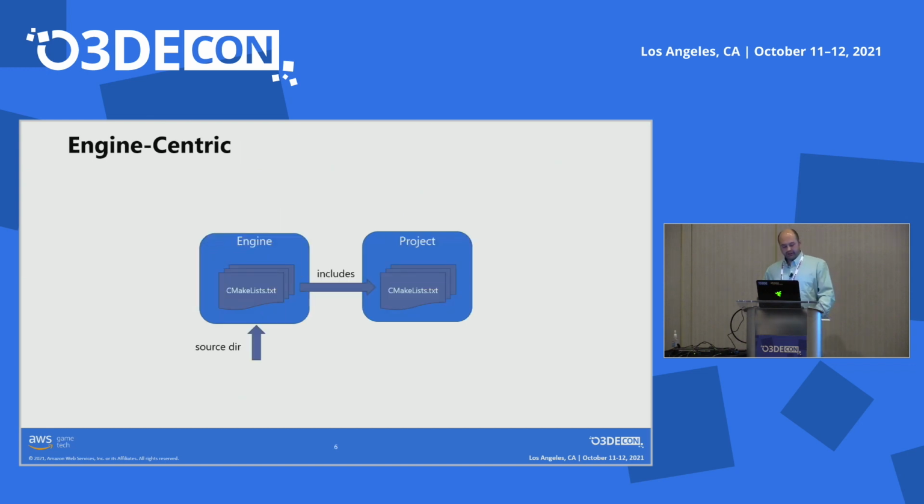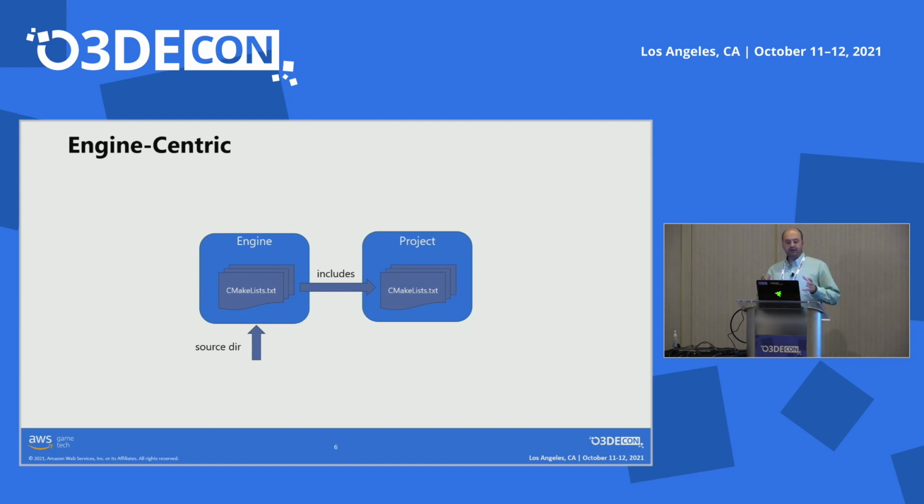So now into the workflow. We have two main ways, or different ways, of seeing what you're building and how you're building. On one side, we have what we call engine-centric, which is where we are building from the engine point of view. So basically, in an engine-centric workflow, we are giving the engine as a source to CMake. And what happens under the hood is that the engine includes the CMake scripts from the project. And then we can build that way.